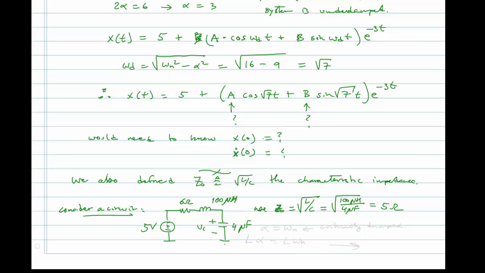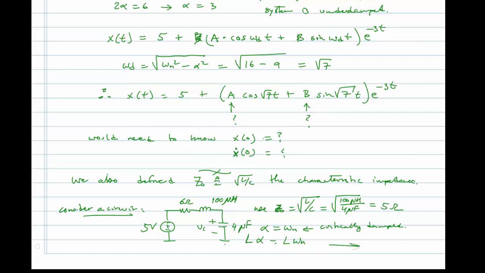Now, we had derived the relationship for underdamped, overdamped related to Z0 and R. I believe we did. Let me state it here. Or maybe I should rederive it. Yeah, let's just rederive it. I can't remember where I stated it before. So we have, if alpha is equal to omega n, this is critically damped, right? Critically damped. Okay, let me multiply both sides by L.